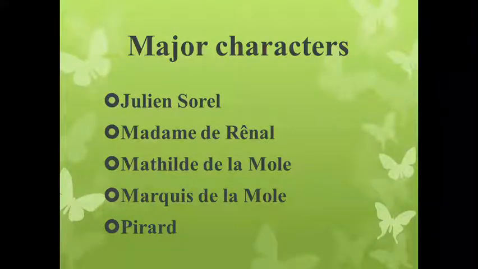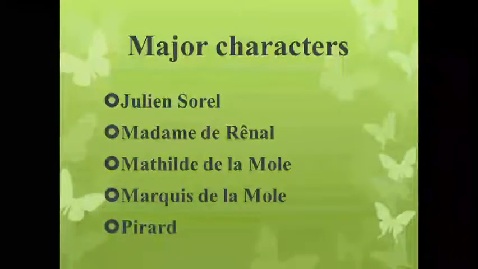And the second character is Madame de Renal. Madame de Renal is the beautiful and unassuming wife of the most important man in town, Mayor de Renal. And she marries de Renal because he is the least obnoxious of the men who court her as a young woman. Together, they have 3 children whom she adores.